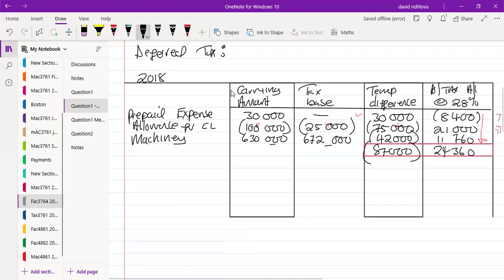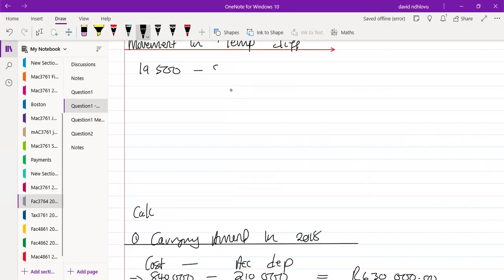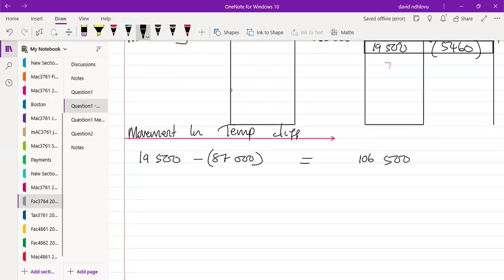Right, in the prior year, it's a negative amount of 87,000. That is the temporary difference figure. So we have 87,000, which is negative. Right, a positive amount minus a negative amount is as good as saying 19,500 plus 87. Right, this will give us a figure of 106,500. So this is our movement in temporary differences multiplied by 28%.